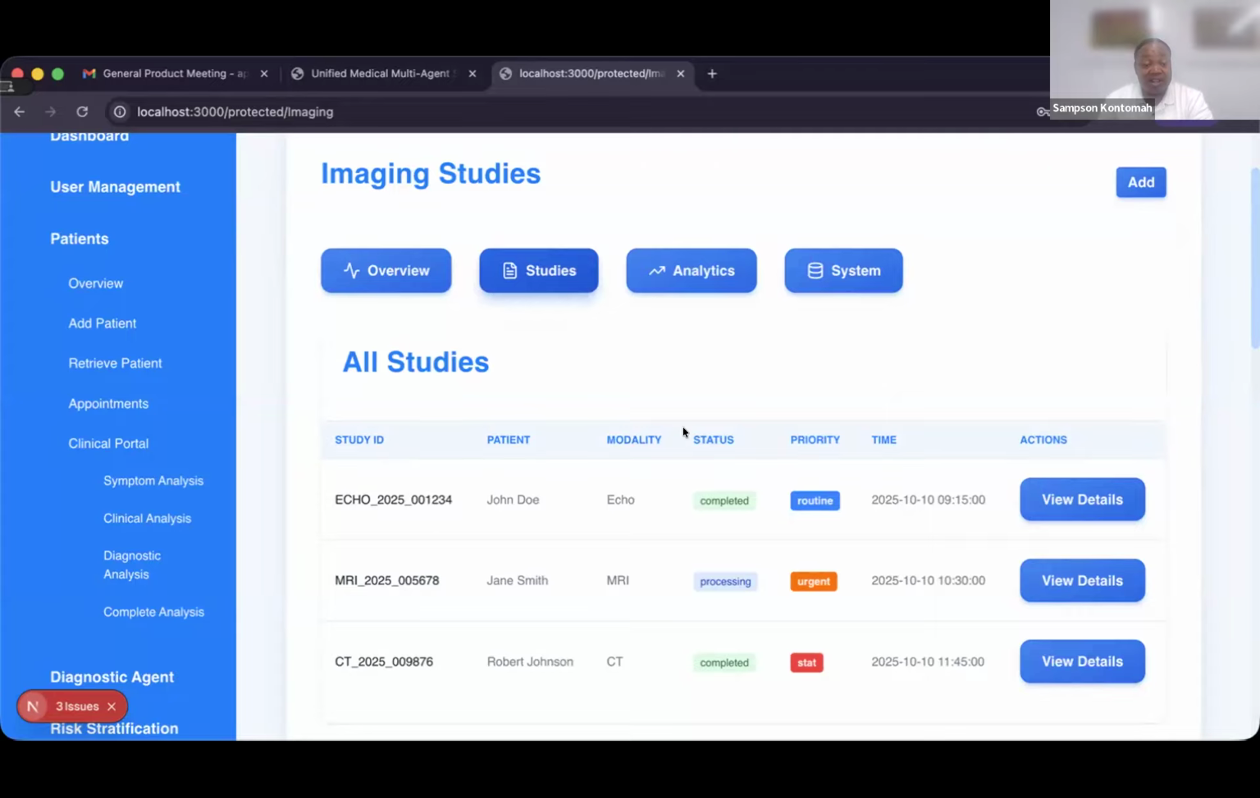The next one was MRI, and that is urgent. They need it immediately, and it's still processing. The other one is the CT scan, and that one is also completed. And the priority level is stat. So that's initial coronary artery disease CT scan studies for this particular patient. So let's go to the detailed section of each of these studies to see what the analyses are.